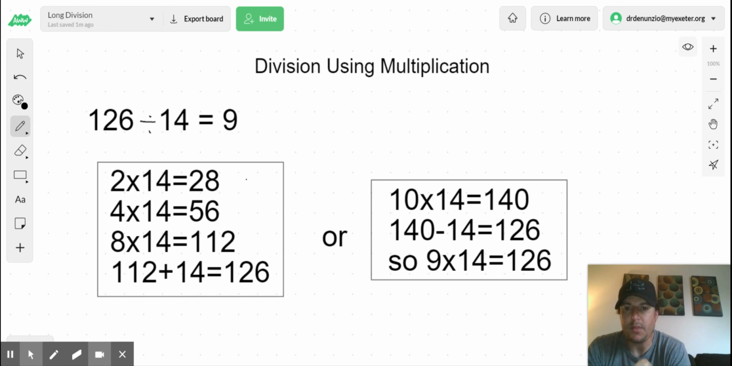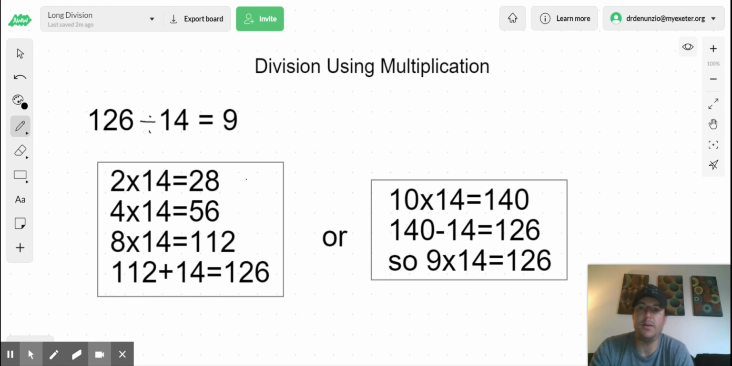One of the strategies you can do is figure out what they're really asking: how many groups of 14 do you have if you have 126? So think, I don't know, Sour Patch Kids, Swedish Fish, something. If you have 126 and you're trying to split them up equally among 14 people, how many will each person get? That's essentially what you're asking with division.